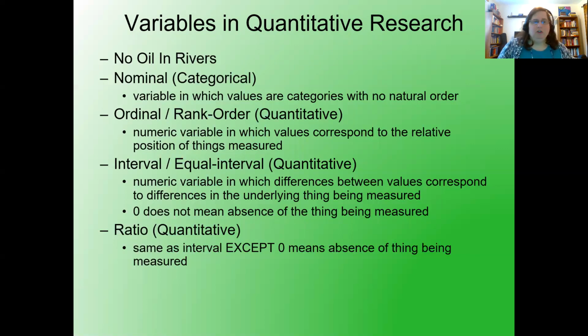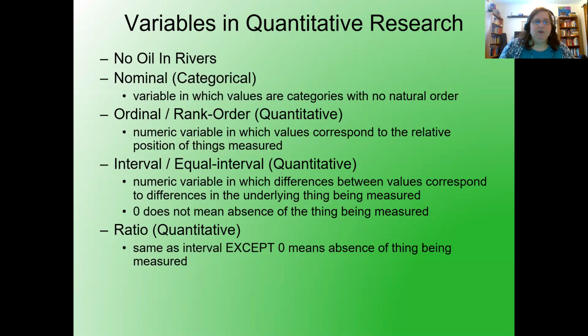Now, interval or equal interval is a numeric variable in which differences between the values correspond to differences in the underlying thing being measured. That's more of our typical rating variables that we consider. It's also temperature in Fahrenheit or Celsius. So if you ask someone to rate their stress level on a scale from 1 to 100, that would be an interval variable.